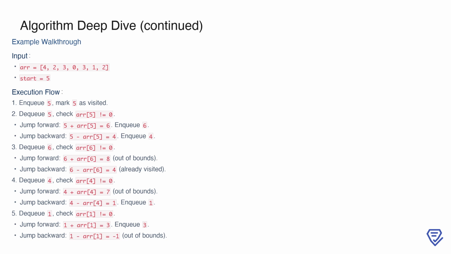Next, we process index 6. Here, ARR[6] is not 0. Jumping forward to 6 plus ARR[6] equals 8 is out of bounds, and jumping backward to 6 minus ARR[6] equals 4 leads to an already visited index, so no new nodes are added. Then, we process index 4. Again, ARR[4] is not 0. Jumping forward gives 4 plus ARR[4] equals 7, which is out of bounds, and jumping backward gives 4 minus ARR[4] equals 1, so we enqueue 1 and mark it as visited.